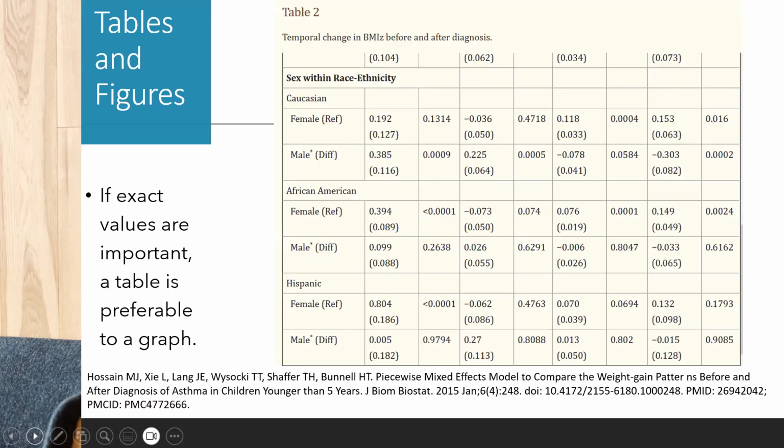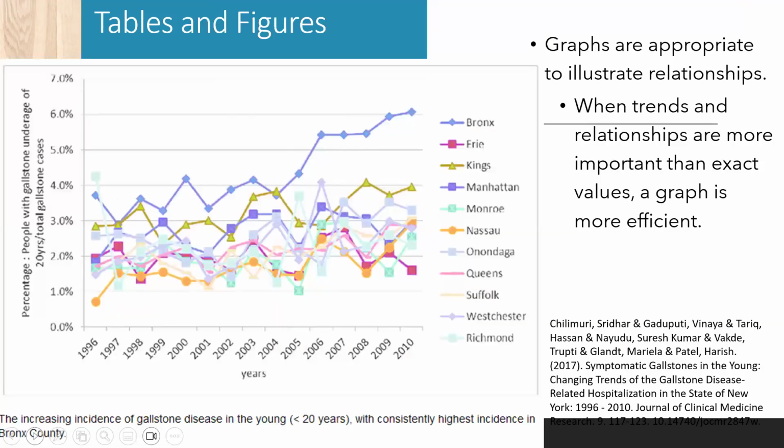A few words about tables and figures. When there's just so much data, particularly numerical data, it may be difficult, if not impossible, to write all of that down in the textual narrative. So we can use a table. If exact values are more important, a table is preferable to a graph. If, on the other hand, trends and relationships are more important than exact values, a graph is more efficient.